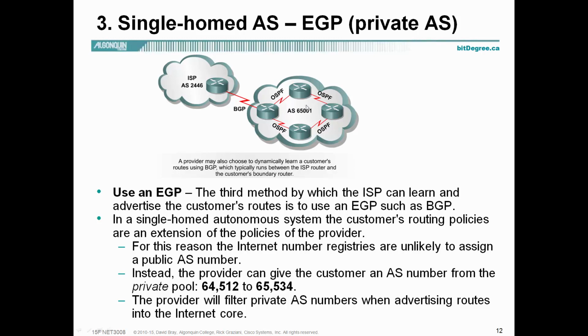Meanwhile, as the customer advertises networks out via BGP to the provider, the provider can turn around and in turn advertise that out to the rest of the internet. But the provider will filter out the AS numbers, because you don't want private AS numbers leaking out to the internet, just like we don't want private IP addresses leaking out to the internet.